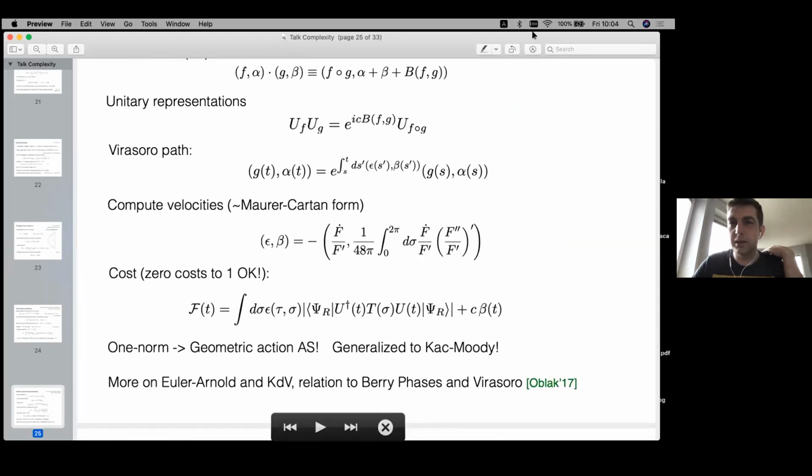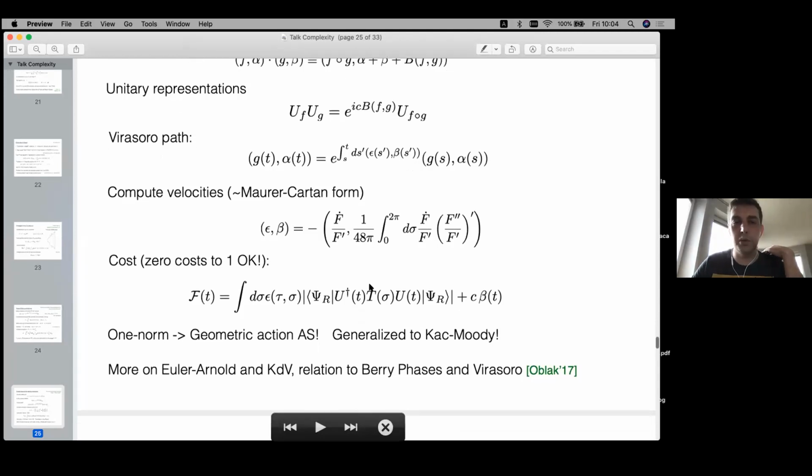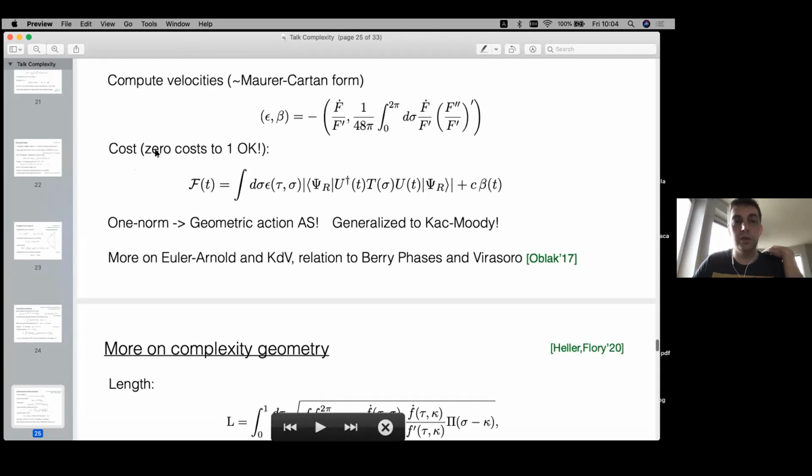So then this one norm that they propose here, or this one cost, that is basically, so doing the work with Javier, this psi r is just some reference state that we use as primary. These are the velocities. If you use this Maurer-Cartan form, what we did before was just this part, and we ignored the path in the central extension. But actually, if we include this path in the central extension, this is precisely what Blazek calls, this is precisely the way that Blazek computes this Berry phase for the Virasoro group.